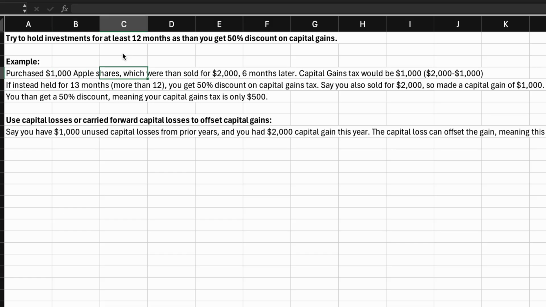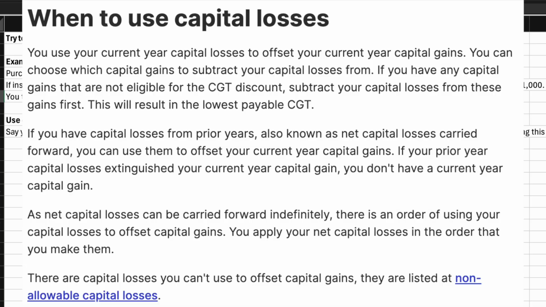So I've included an example here you can read. If you purchased $1,000 of Apple shares and sold it for $2,000 6 months later, you'd have $1,000 of capital gains. But if you did that same thing and held it for 13 months before you sold, knowing you'd get that 50% discount, instead of having $1,000 of capital gains, your capital gains tax is only $500. Another thing to note is if you have any capital losses or have had any in the past, they can be carried forward to offset future capital gains.